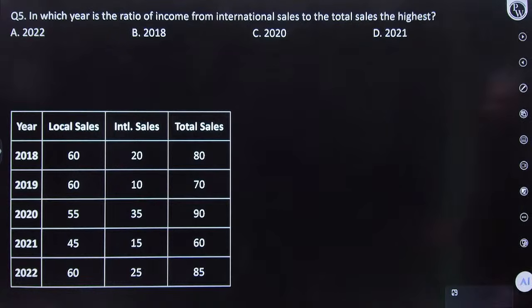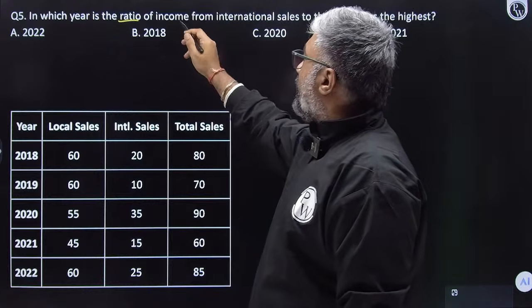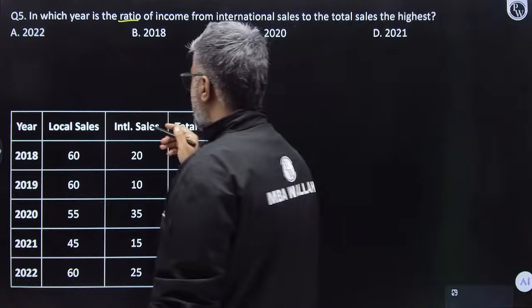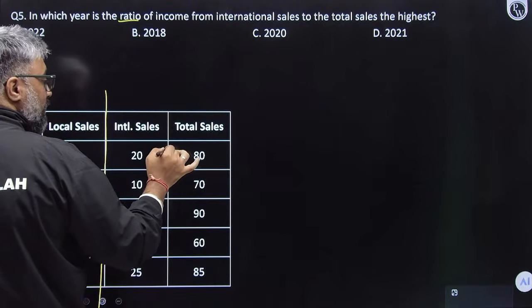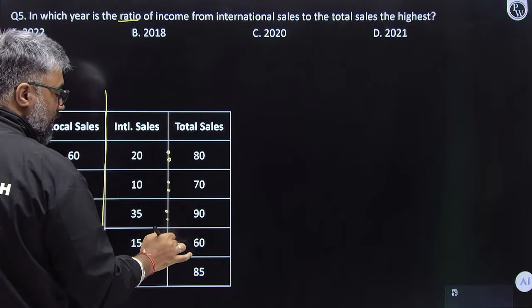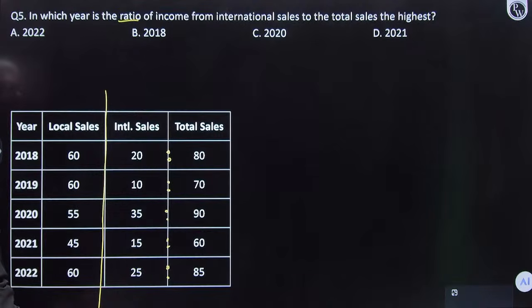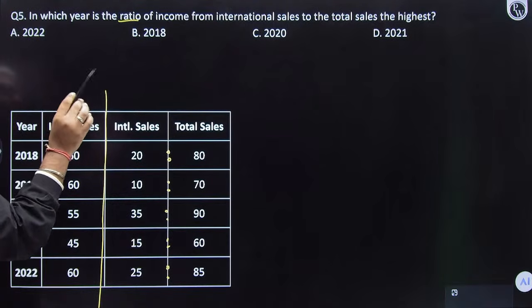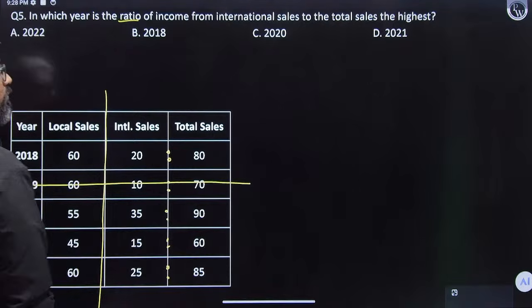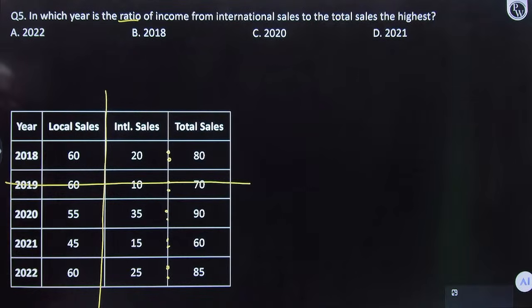For the last question of the set, in which year is the ratio of income from international to total the highest? International to total, these two. This ratio is highest for which year they are asking? They want us to check 2022, 2018, 2020 and 2021. Sorry, they don't want us to check 2019. We need these four to confirm.